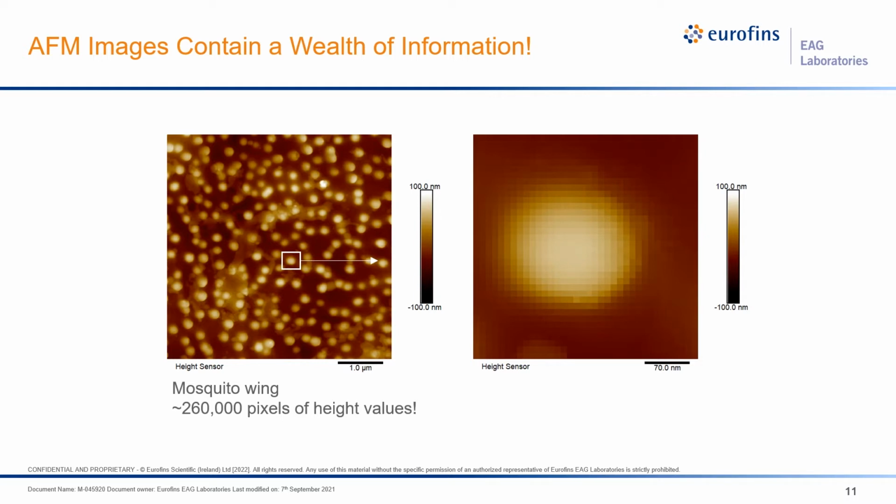AFM images contain a wealth of information. They're not just pretty pictures. The enlarged view on the right helps show this pixelation. There are around 260,000 pixels in a standard square AFM image. Each pixel in an image contains a height value that can be used to quantify surface roughness mathematically with a series of roughness statistics.